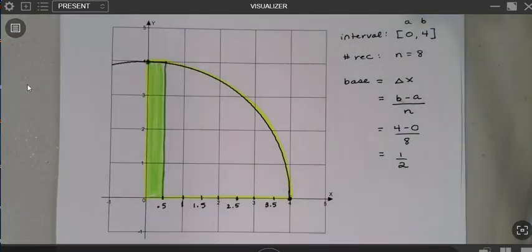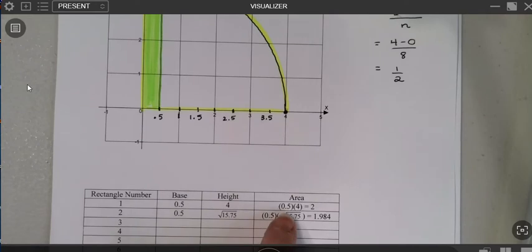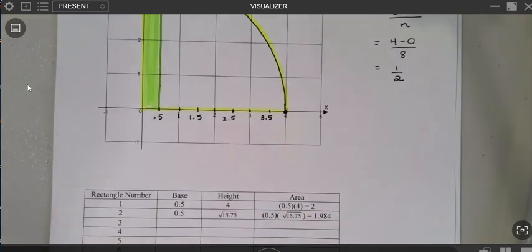Area of that first rectangle is fairly easy. The base is 1/2. The height is clearly 4. And so you can see down here I did length times width, or base times height, 0.5 times 4 to get the 2 for the area of that first rectangle. We'll talk about the second one, and then I'm going to leave you to complete the rest of them on your own.